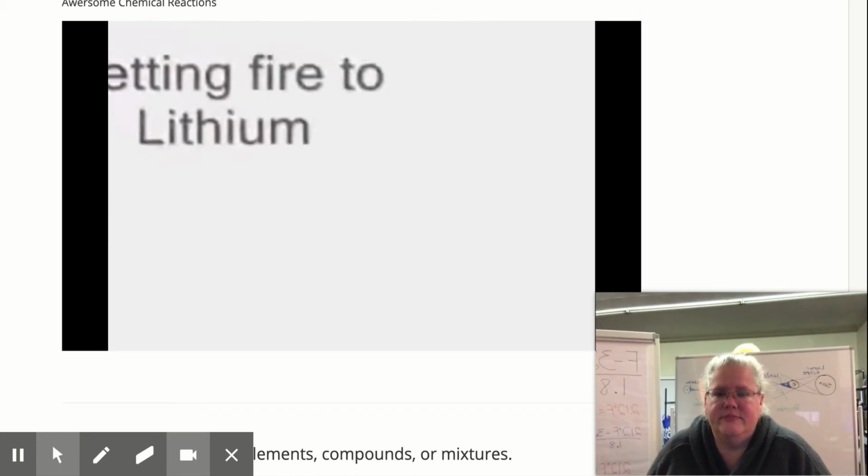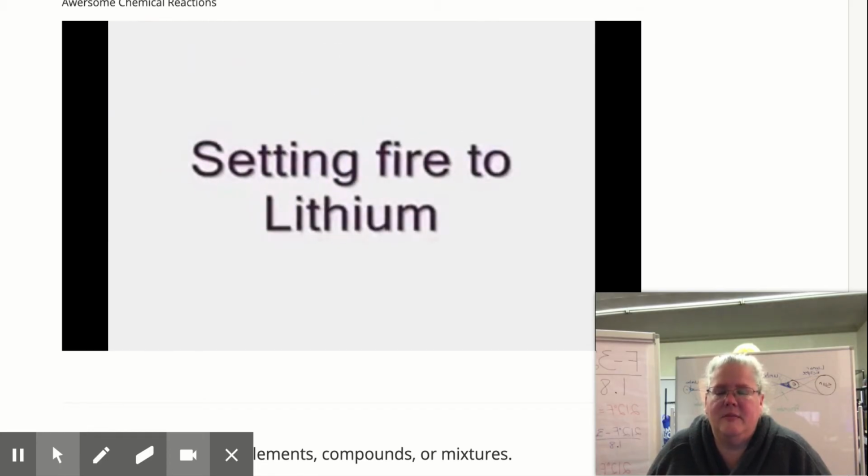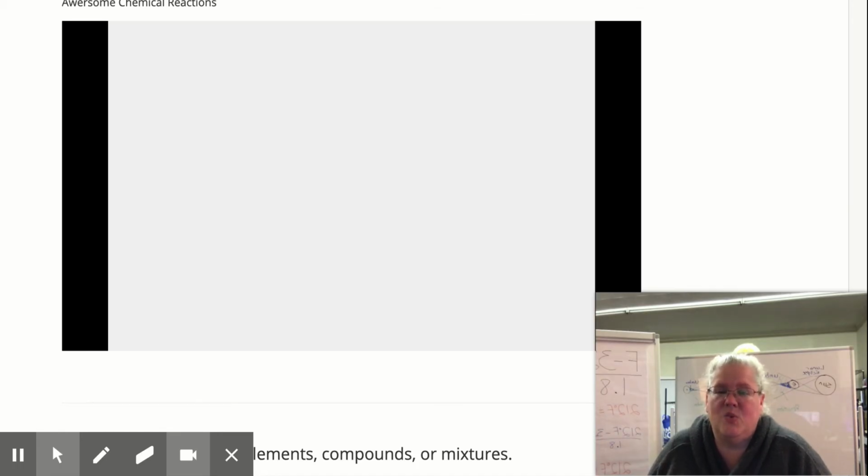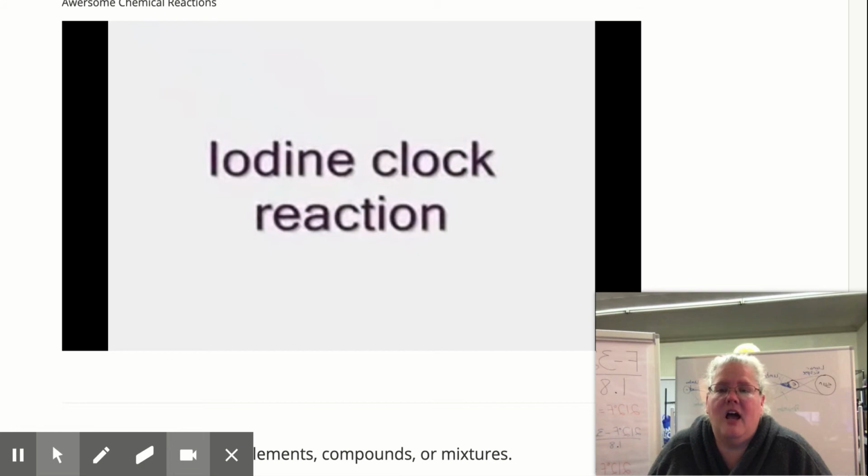Ferrofluid in a glass bottle, basically iron. Ferro is iron. Setting fire to lithium. Again, don't do this at home. Well, you can't get lithium, so I'm not worried about it. But it is a cool reaction. Iodine clock reaction.